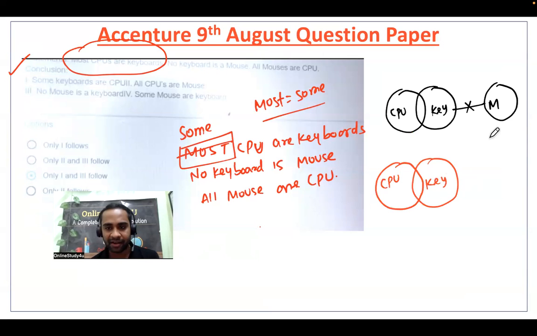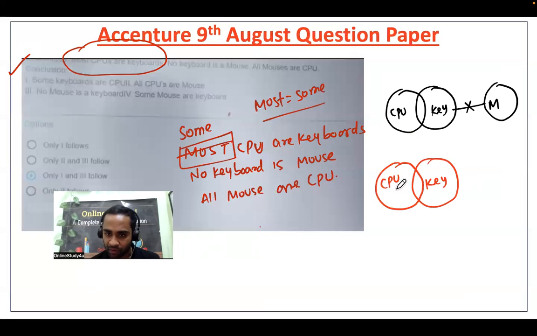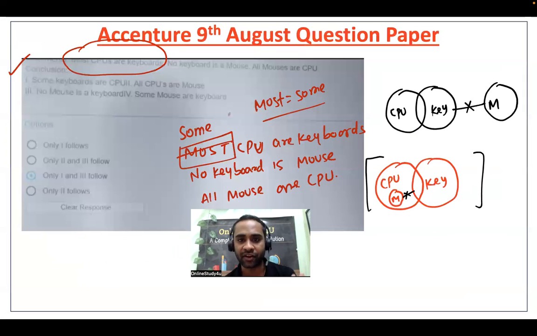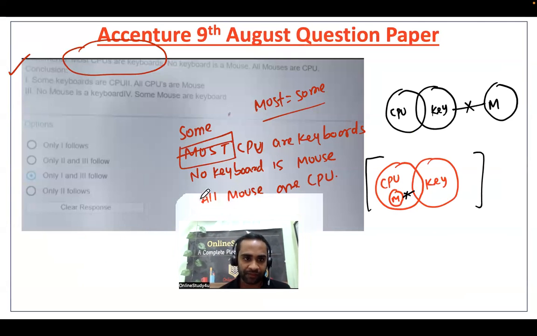Okay, so key and mouse do not have any relationship. So now I am going to place mouse here. This particular mouse and key do not have any relation. So this is a perfect Venn diagram so that things will be clear to you. Now we will answer here.